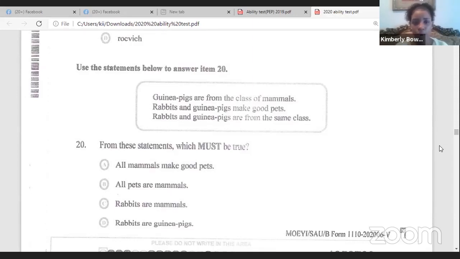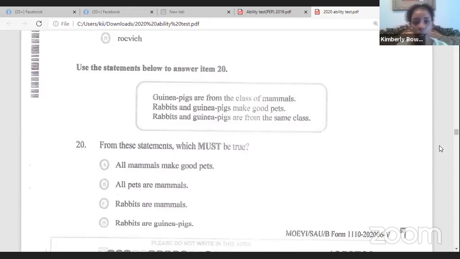It says, guinea pigs are from the class of mammals. Rabbits and guinea pigs make good pets. Rabbits and guinea pigs are from the same class. So you're given two statements, and the last statement, you should be able to determine whether these two statements before would make the last statement true. So it says, from this statement, which statement must be true?